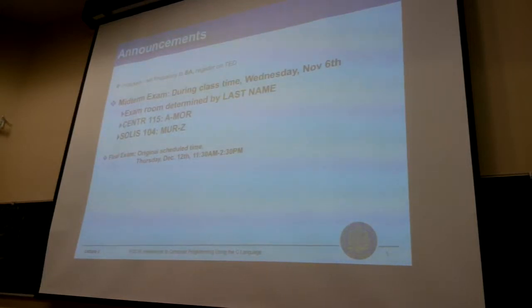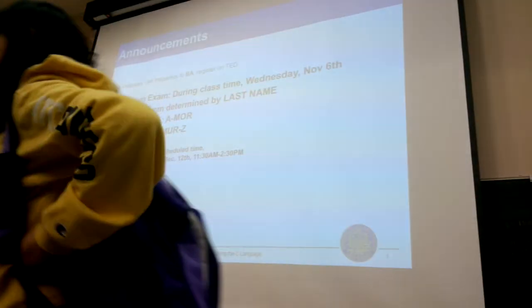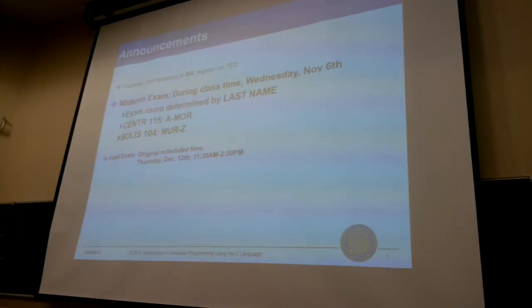A few announcements. So we have the midterm rooms scheduled. Half of you will be in this room. The other half will be in Solus 104. I'll put up some maps next lecture so you get a better idea of what Solus is. Just find your room based on your last name. This will give you a little more room to spread out. We'll be at about 50% of capacity.